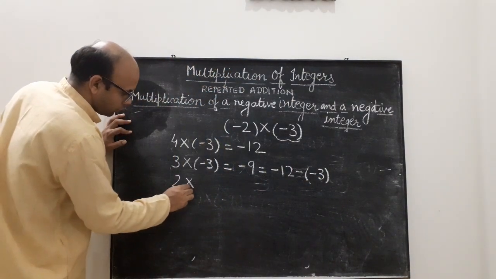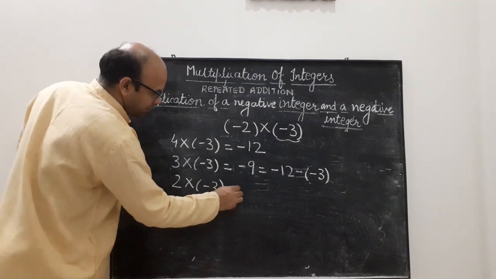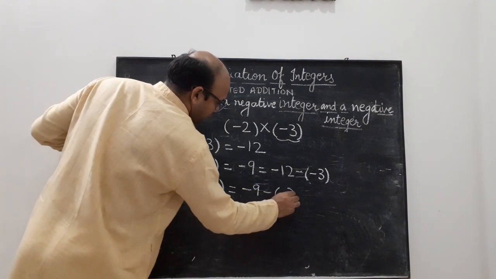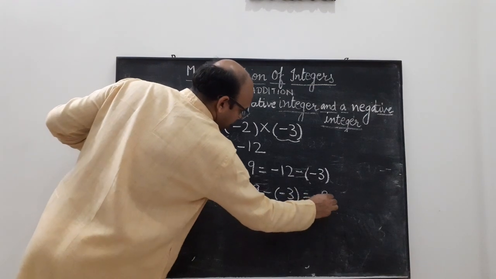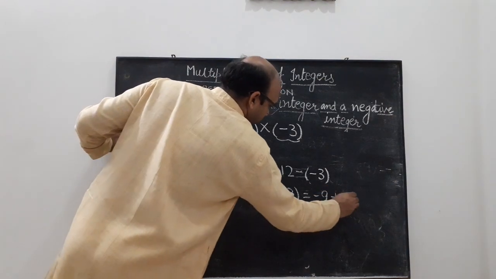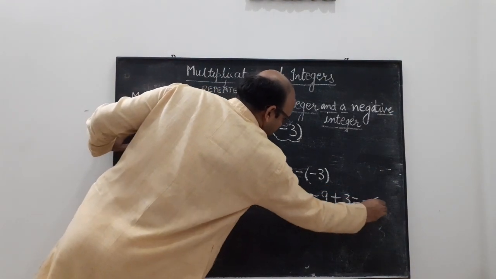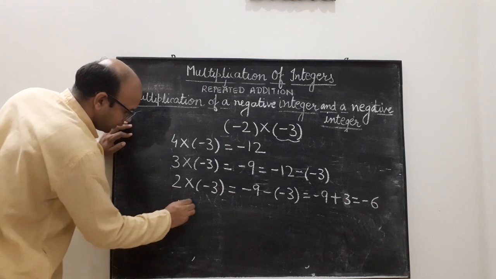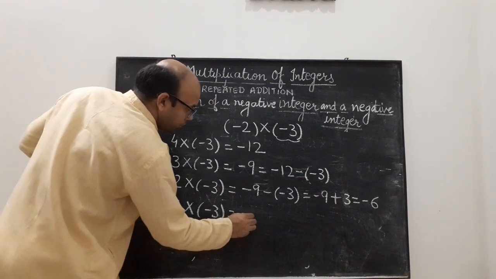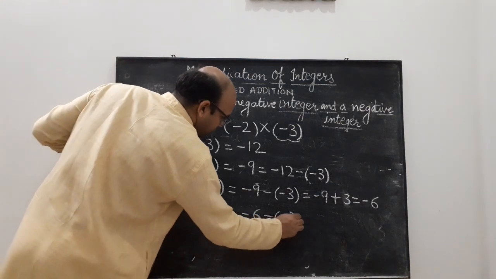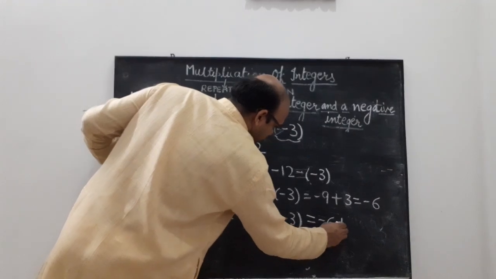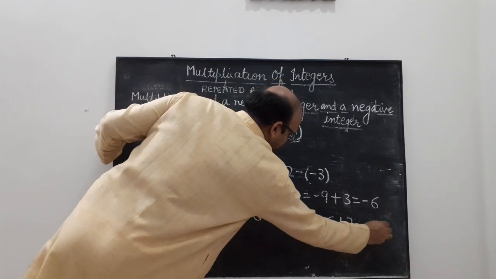So 2 cross minus 3 is equal to minus 9 minus of minus 3. This is minus 9 plus 3, which is minus 6. 1 cross minus 3 is equal to minus 6 minus of minus 3. This is minus 6 plus 3, that is minus 3.